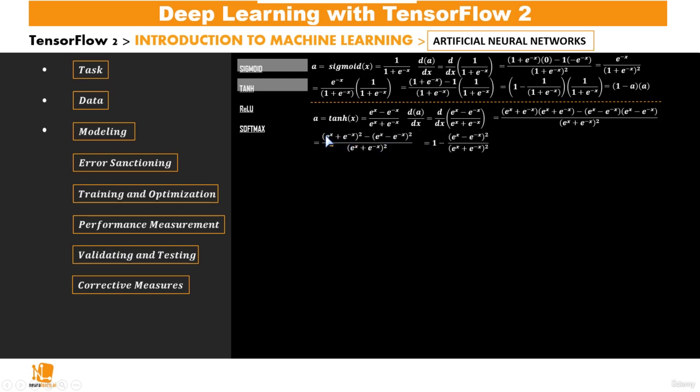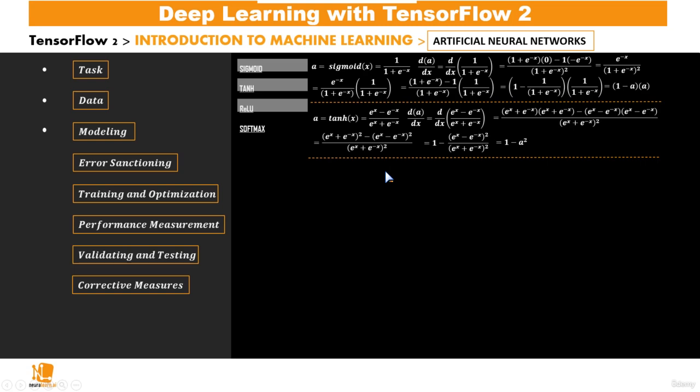Again, first dividing this by this, we have 1, because it's the same, minus e to the x minus e to the negative x all squared divided by e to the x plus e to the negative x all squared. Now, if you notice again, e to the x minus e to the negative x divided by e to the x plus e to the negative x, all of this squared, is the same as a squared. So the derivative of the tanh function is 1 minus the function squared.